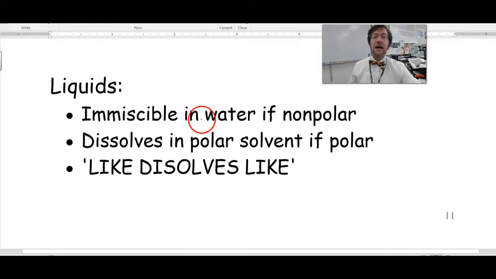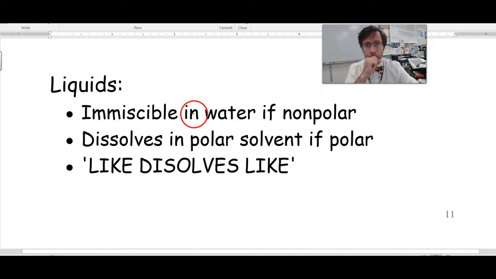Okay, moving on. So here's the other thing: because ionic substances come basically in one form, solid, and covalent stuff comes in solids, it also comes in liquids. Covalently bonded things also come as gases. They cover everything. Liquids, so covalently bonded substances that are liquids are immiscible in water. That is a vocab word.